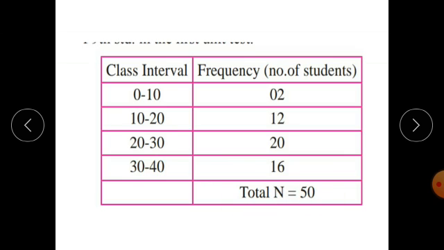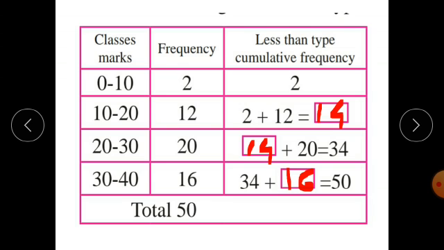Now how to find out less than type cumulative frequency for this table. In this table, there are three columns. First column is for classes or marks. Second column is for frequency. And add one more column, that is, less than type cumulative frequency. For the class 0 to 10, frequency is 2, so less than type cumulative frequency is 2.